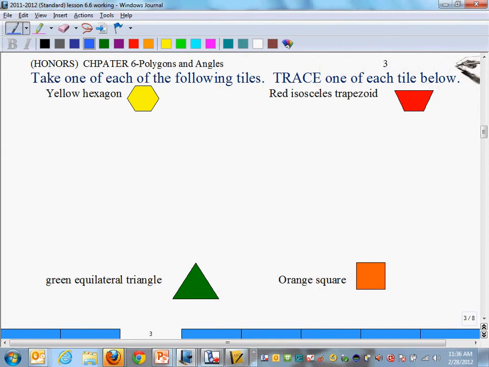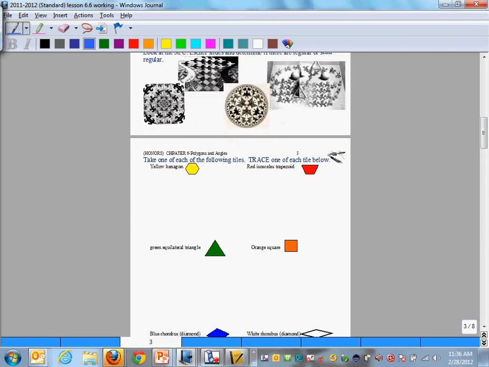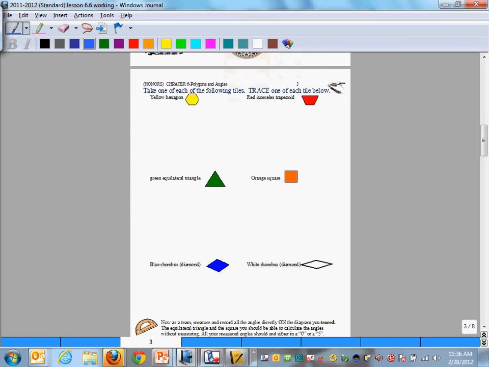Students, pull out from your bucket one yellow, one red, one green, one orange, one blue, one white. Pull out one of each per team. Go, quickly, one of each. Not each person, just one of each, guys.